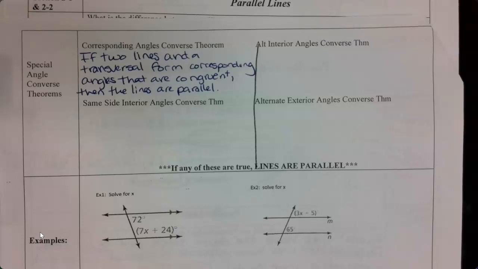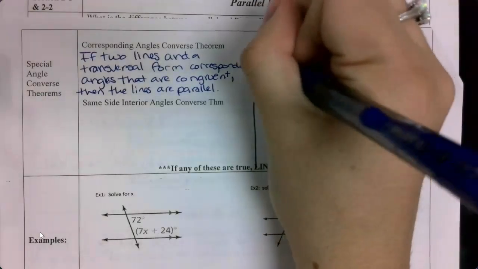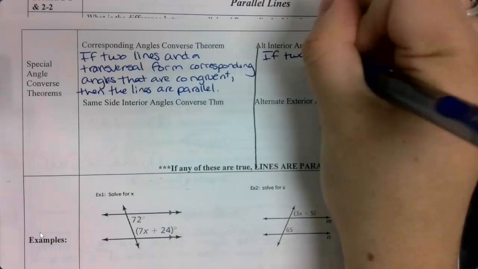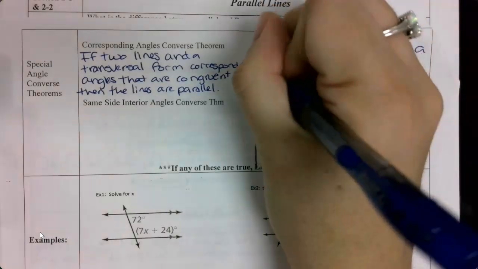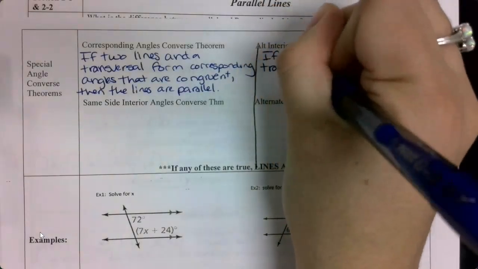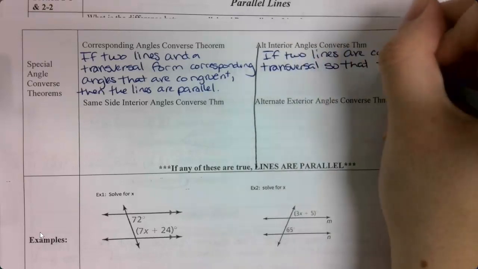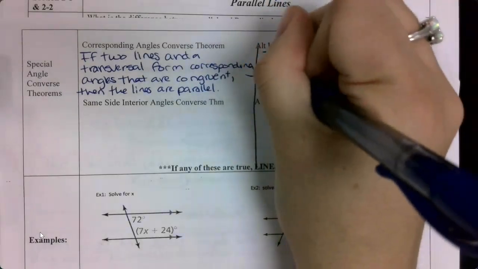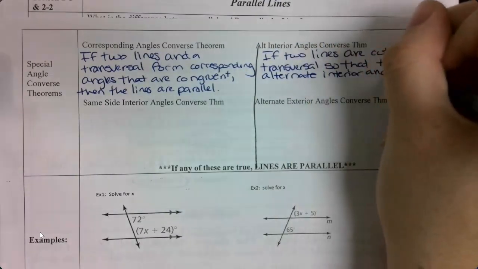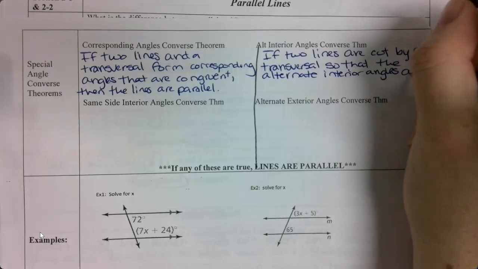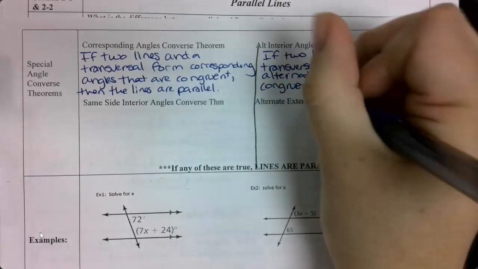Okay, my next one is alternate interior angles converse theorem. So this is if two lines are cut by a transversal, so that the alternate interior angles are congruent, then the lines are parallel.